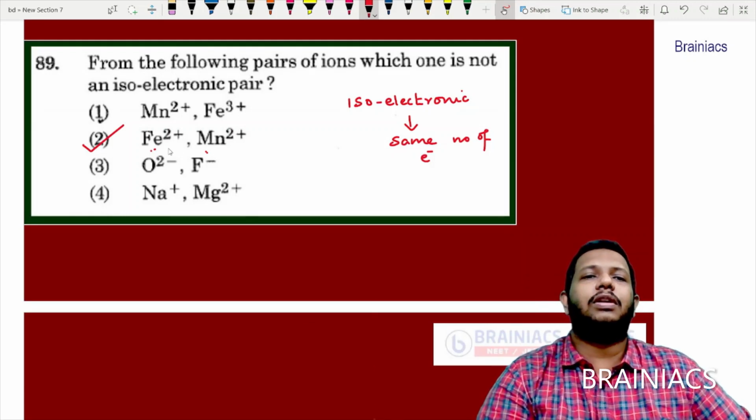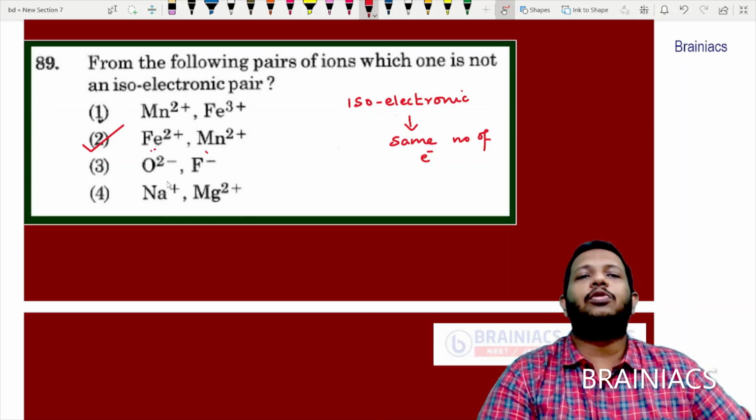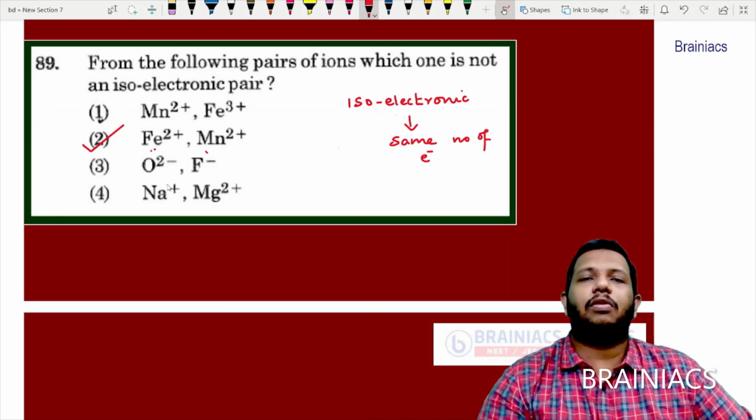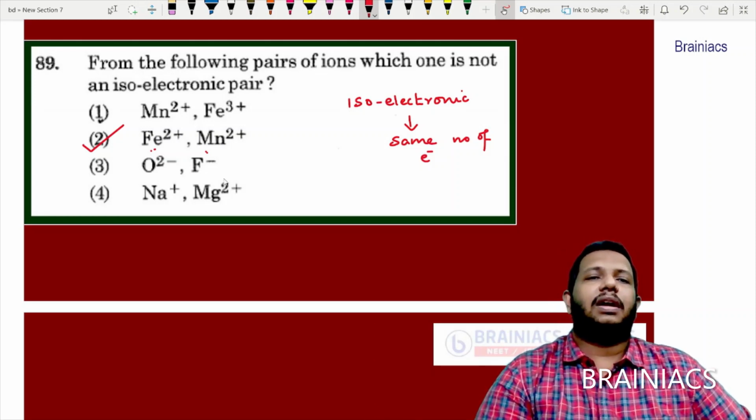You can easily do it because iron and manganese have different atomic numbers and both of them are in +2, means surely they will remove the same number of electrons. So the number of electrons in both will be differing. Correct? Net electrons will be differing. So we can do like that.